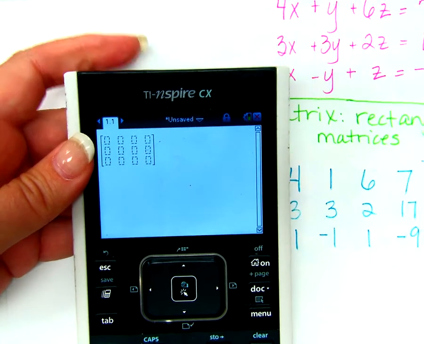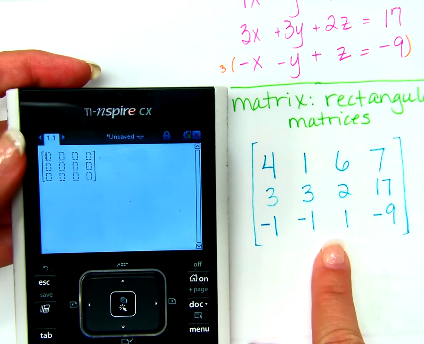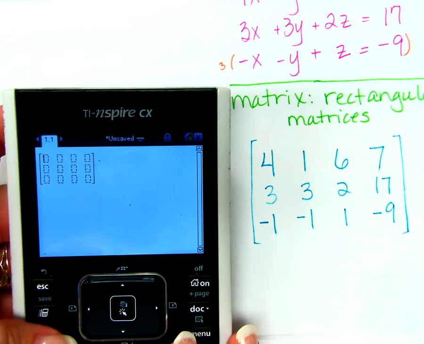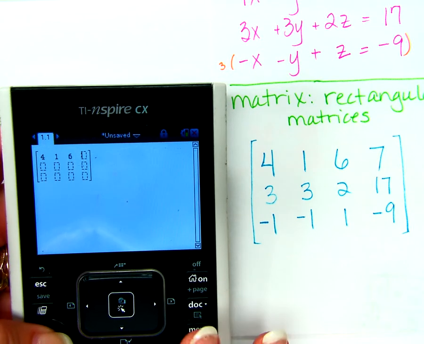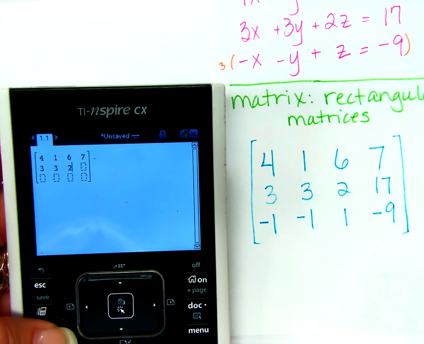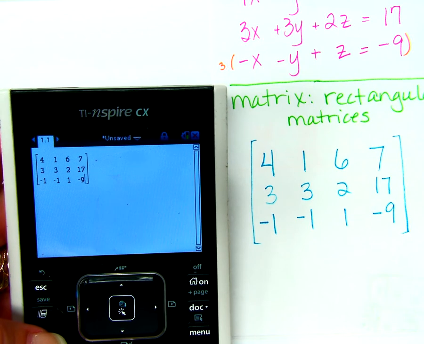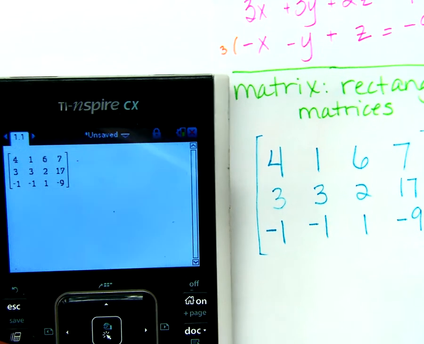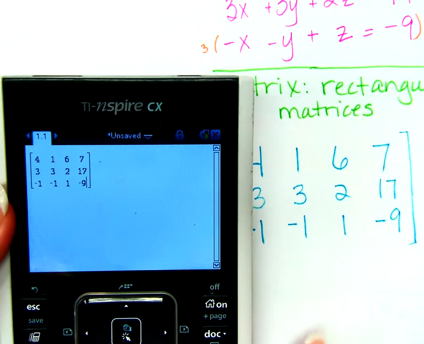The best way to know if you got it right is to look at it. Is this the same shape as this? Yeah, okay. Now, you can use the arrows here. I typically use the tab because it goes right to the next one I need. 4 tab, 1 tab, 6 tab, 7 tab, and so on, all the way through the problem. You okay so far? You got yours entered?